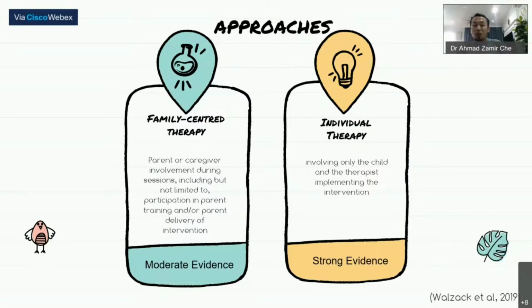Literature suggests moderate evidence on the effectiveness of family-centered therapy. This is mainly because of the compliance of the parents or caregiver in doing the therapy session with the children, while for the individual therapy with the therapist, literature suggests strong evidence for the effectiveness of the intervention. So of course, individual therapy is better than family therapy.